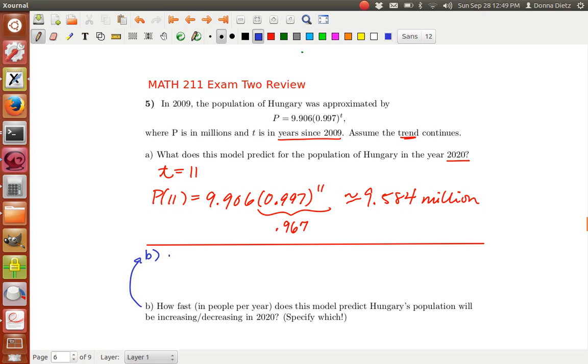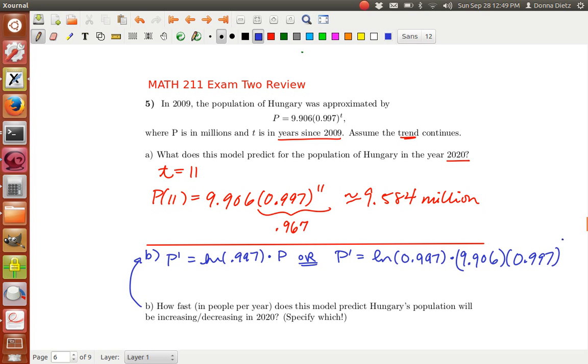Okay, so P prime is all the stuff we had in P times natural log of 0.997, or P prime is natural log of 0.997 times 9.906 times 0.997 to the power of t.